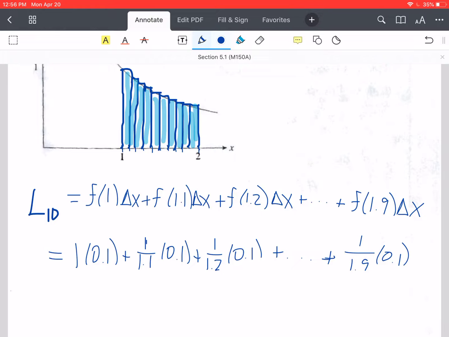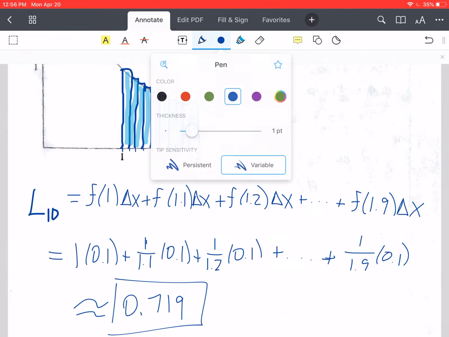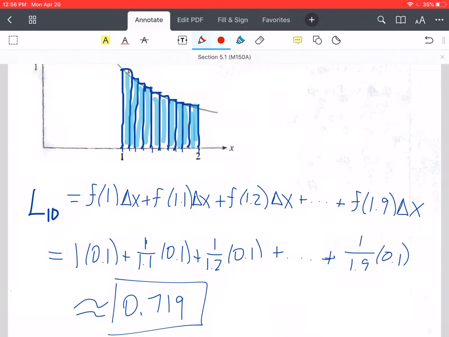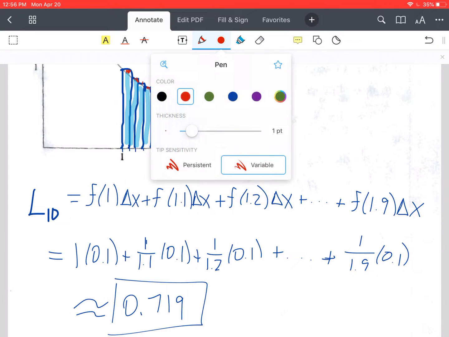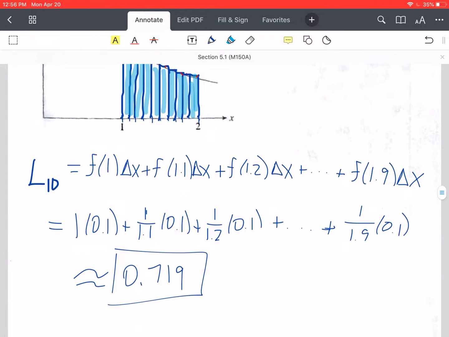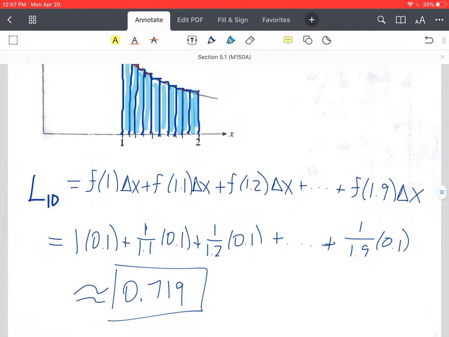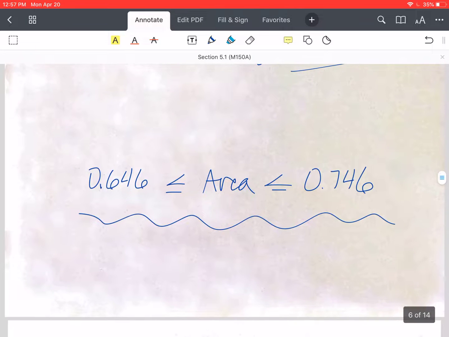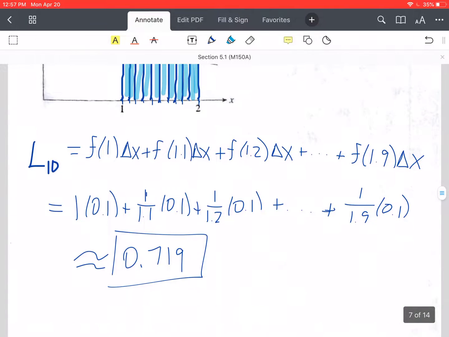Okay, so we get all those terms. We add all of these up, and this gives us 0.719 approximately. And you notice we are still over, right? Up here in the graph, they're getting smaller, right? But we're still over by a tiny bit in each one of these rectangles. So this is still an overestimate of the actual area, but notice that it's lower than what we had before, right? We had 0.746, now we have 0.719. So our over approximation is actually getting a little bit lower, right? It's getting closer to the actual area.